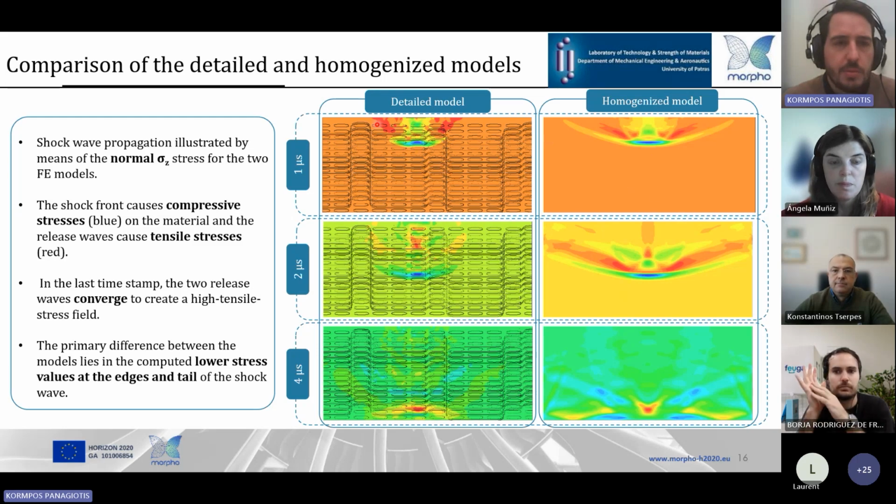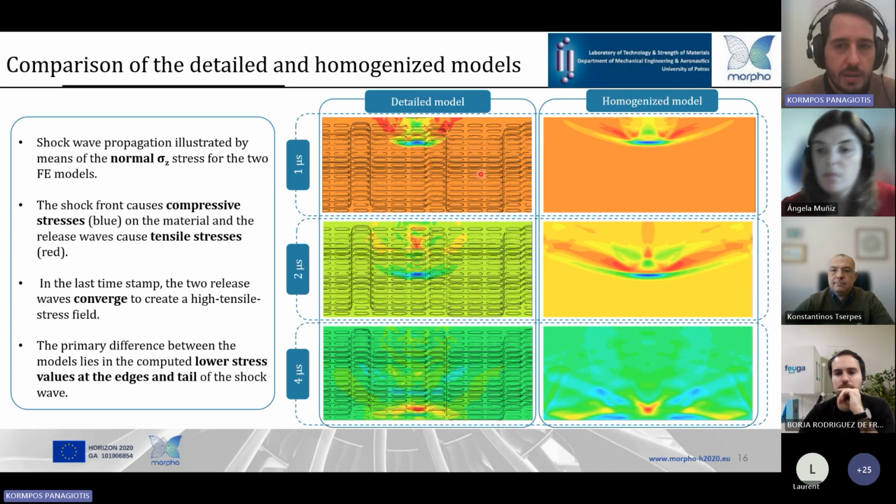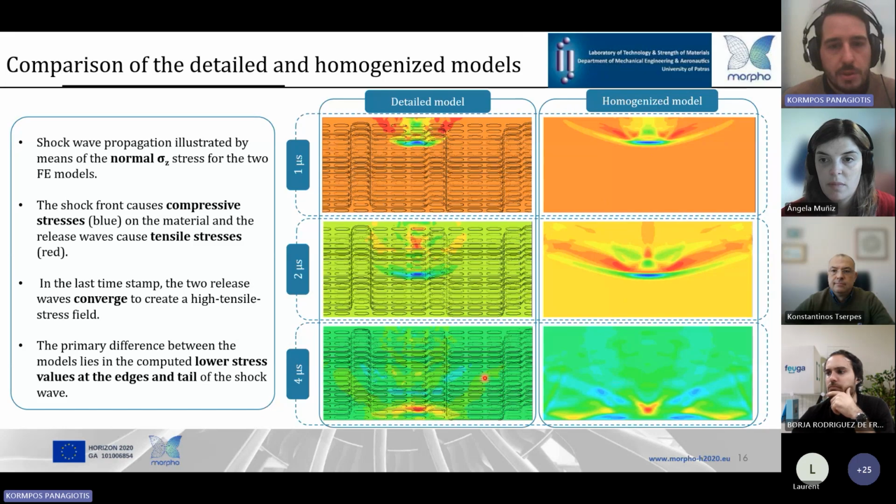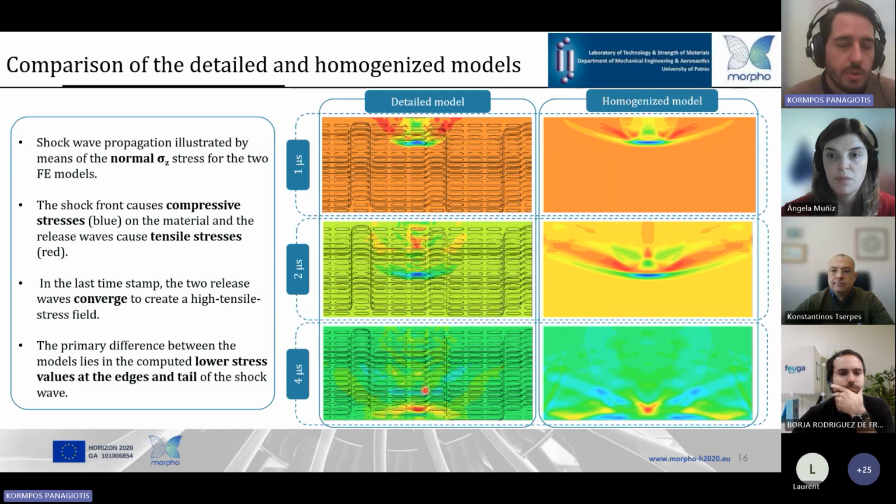For both models, it can be observed that they have a similar propagation speed at all timestamps. Additionally, the interaction between the two release waves during the 4 microsecond mark appears to be identical in both models, and the main differences can be found on the boundaries of the waves where stresses are lower.